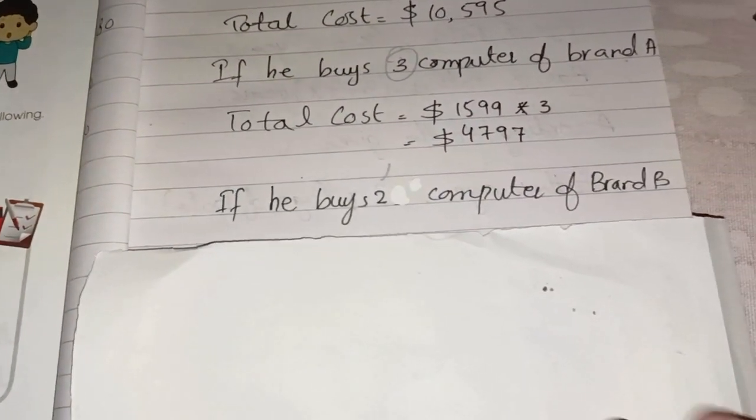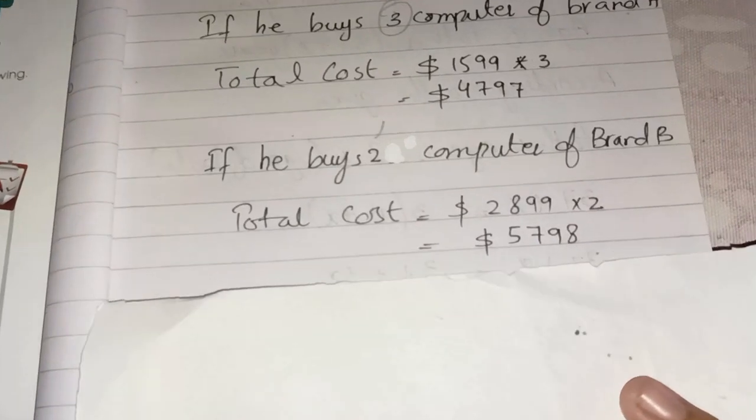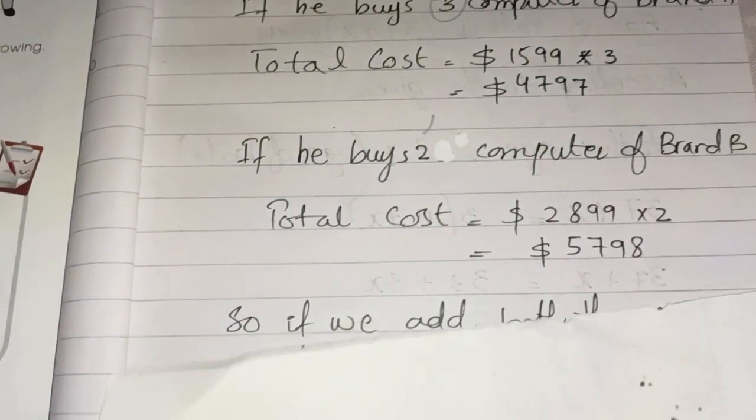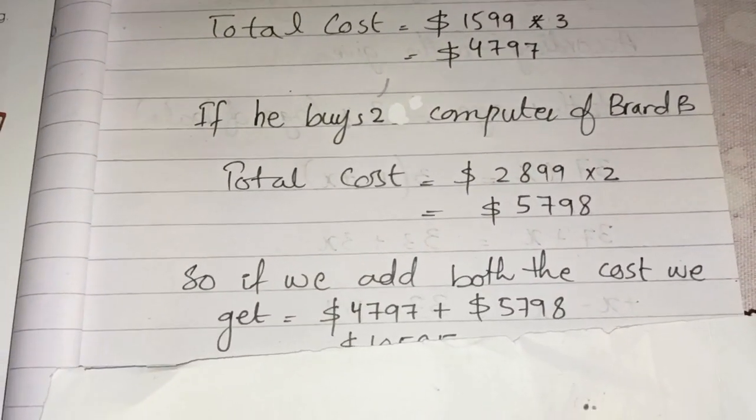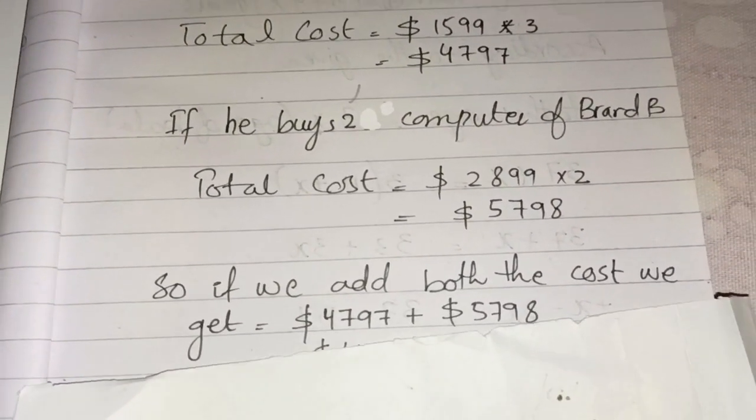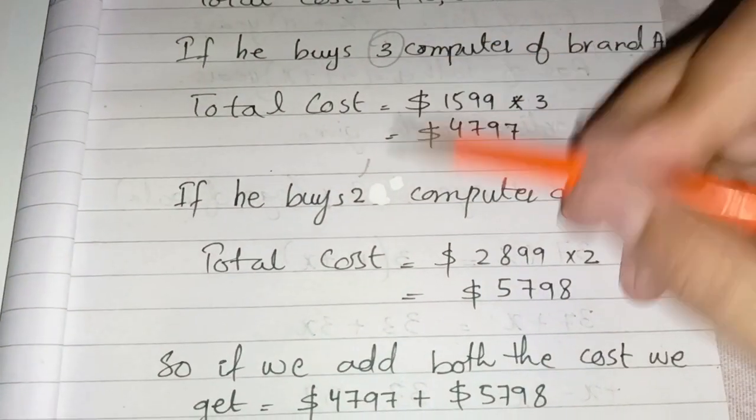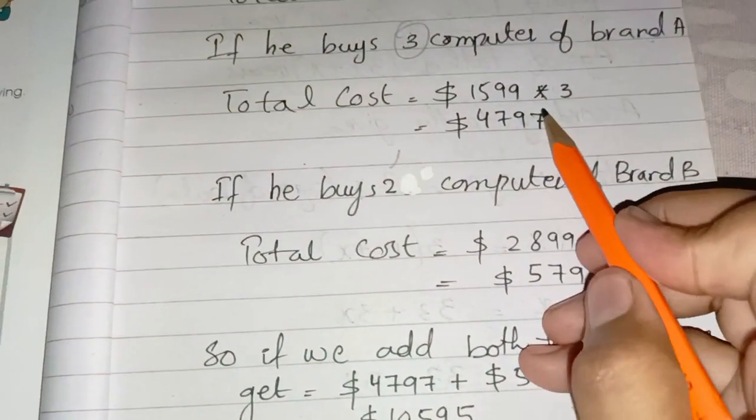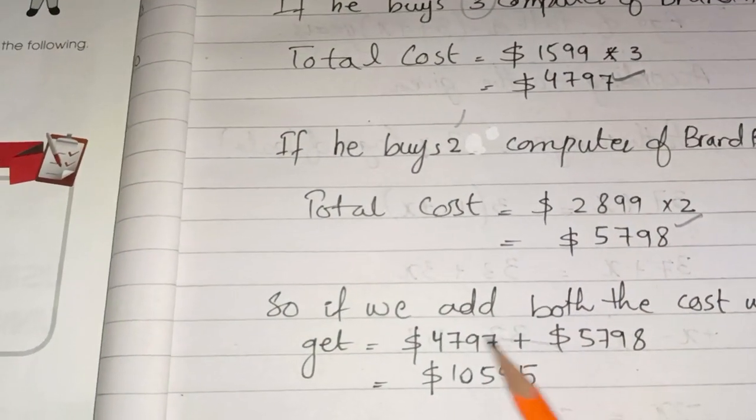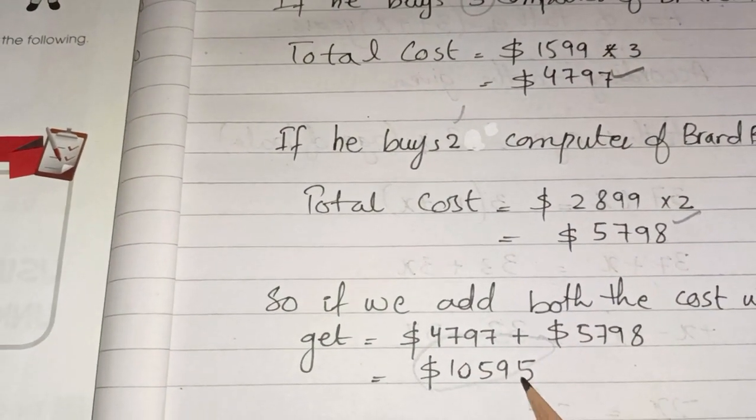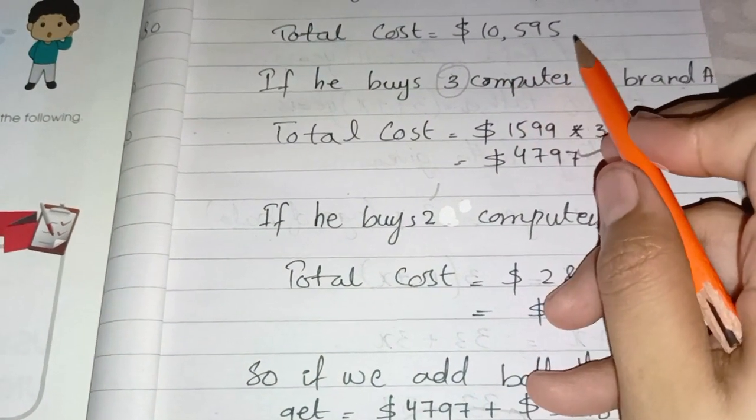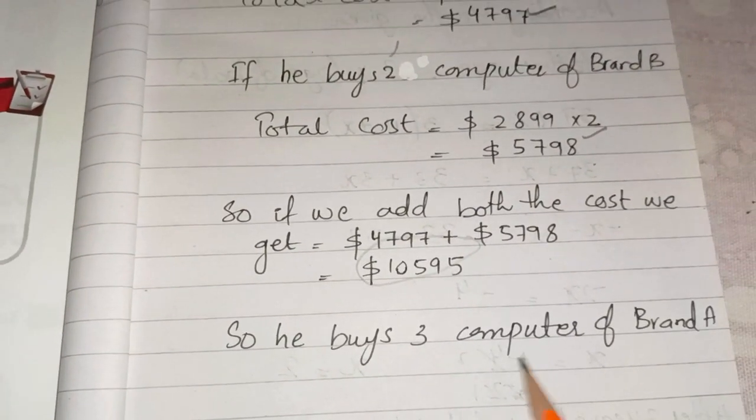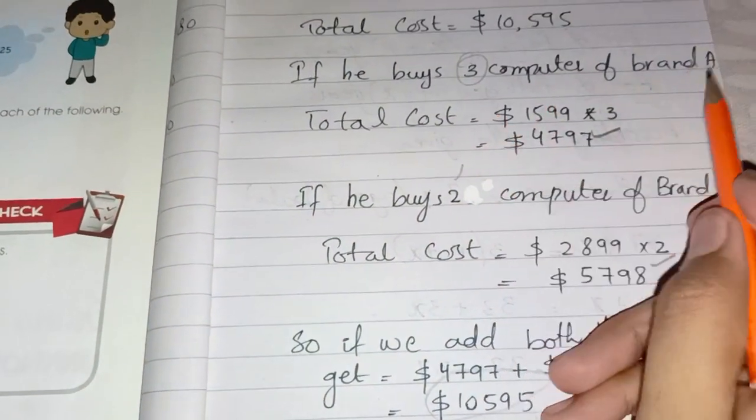If he buys 2 computers of brand B, it costs $5,798. Now we have to add to check if it is correct or not. If it is not correct, then we are going to change. If we add both costs, we get 10,595, the total cost he paid. So it means that he bought 3 computers of brand A.